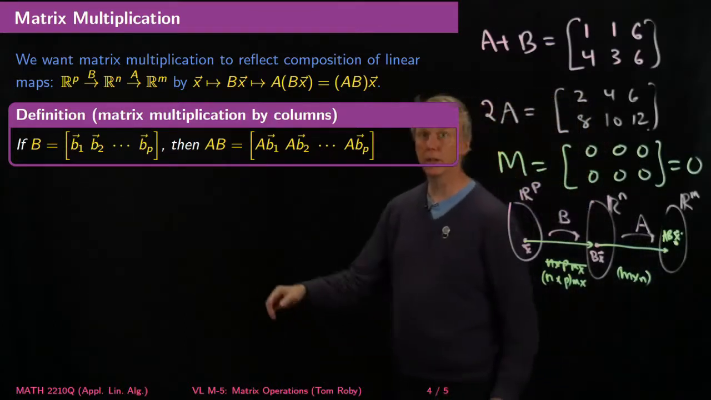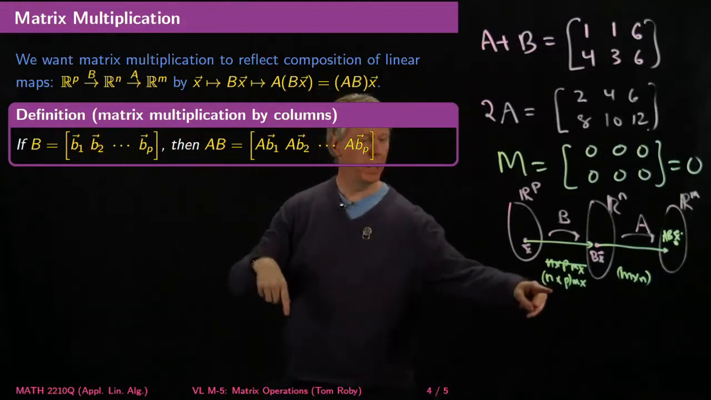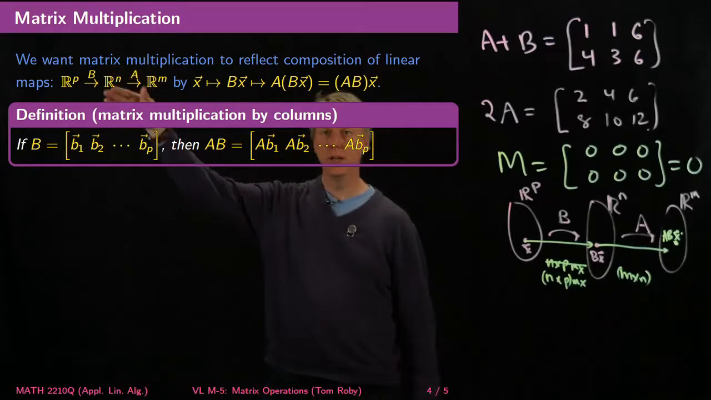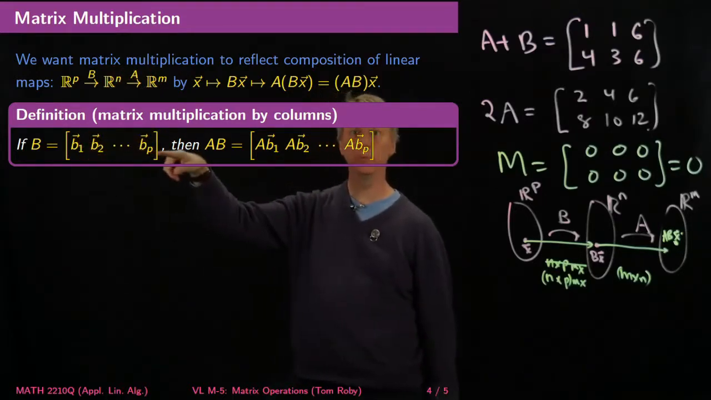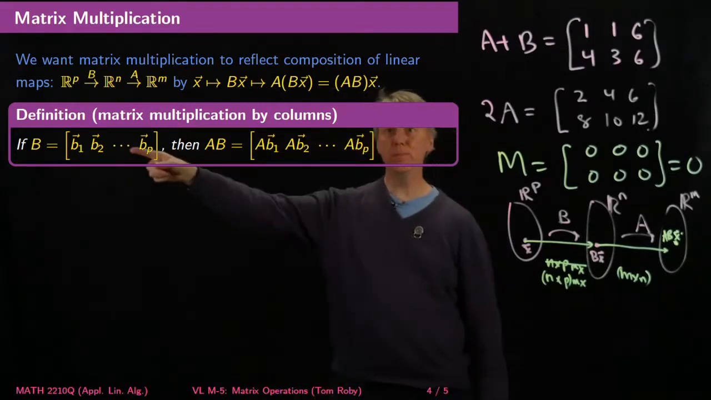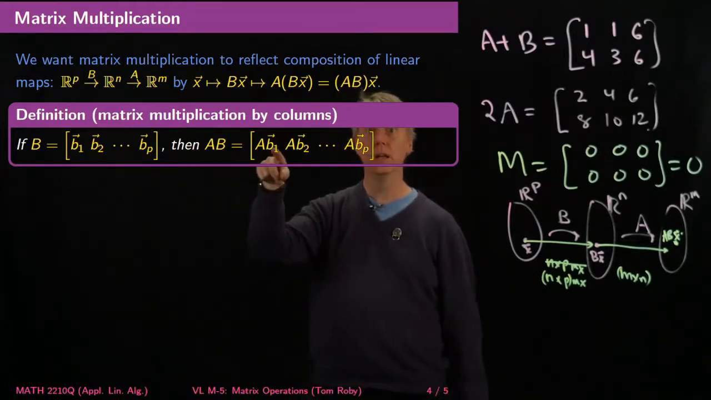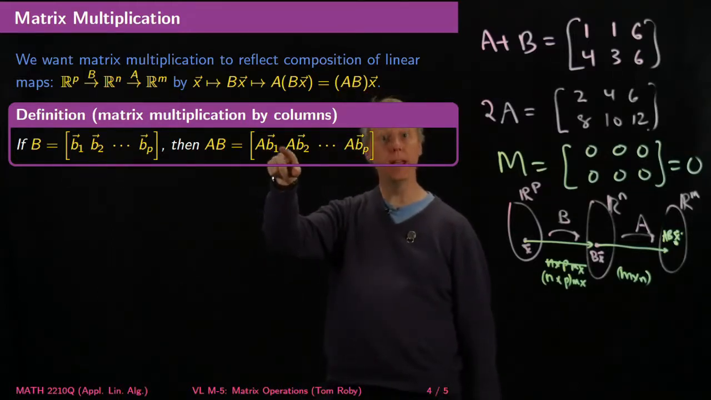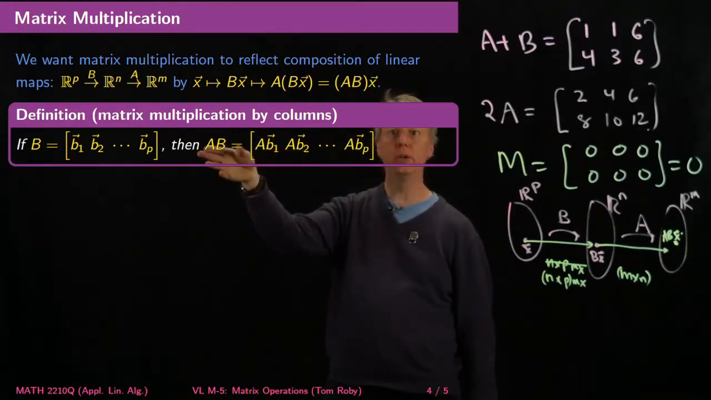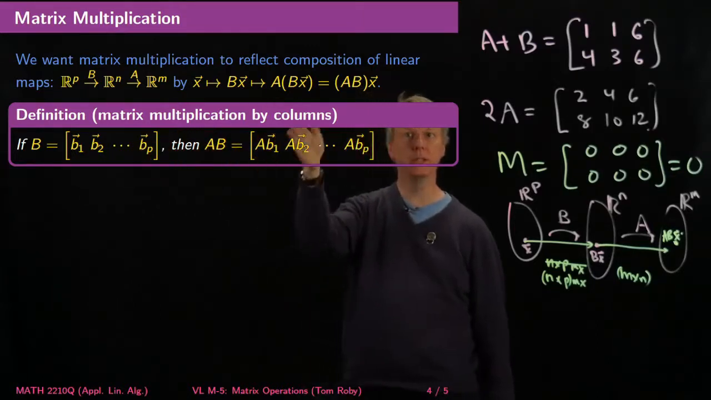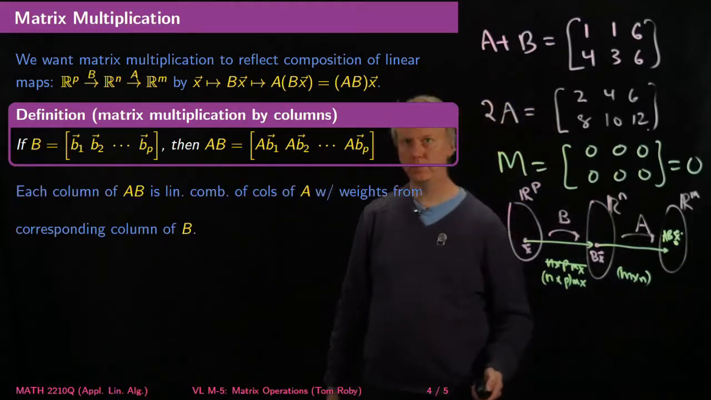So here's the definition. If B is an n by p matrix, so it's got n rows and p columns, I call the column vectors, these are column vectors of length n, b1 through bp. If B were just a single column, just b1, then the definition would be that Ab1 is just the linear combination of the columns of A given with the coefficients of b1. And so now when I want AB, when I've got a bunch of different columns, I just do the same thing. I concatenate all of these things.